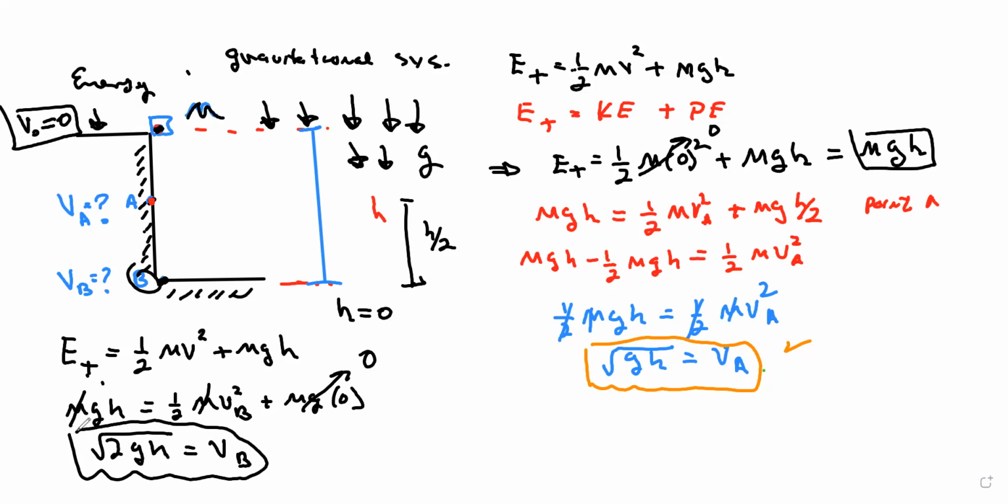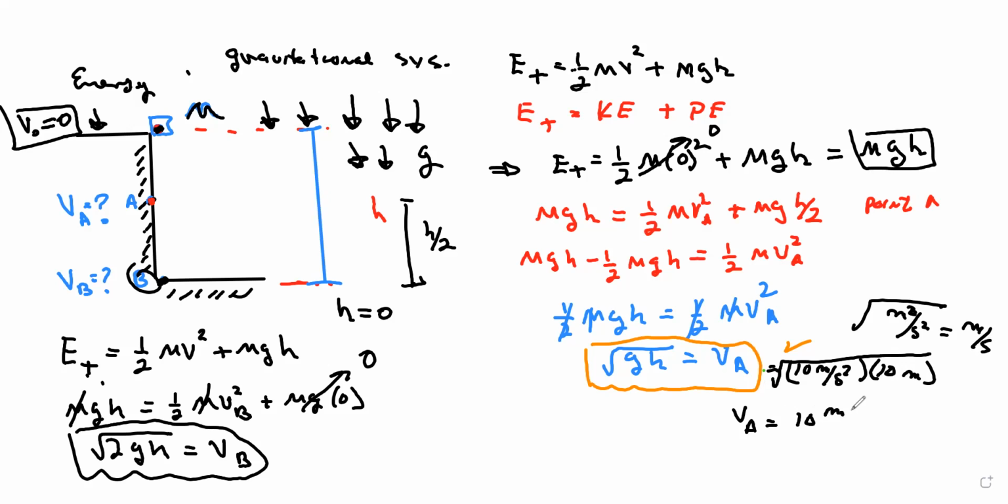Okay. So over here, let's say g is 10 meters per second squared, and h is 10 meters. So you have to get the square root of all this. So your velocity at A would be, in that case, 10 times 10 is 100. The square root is going to be 10. And then you have meters squared over second squared, and then the square root of all that. So it's going to give you meters over second.